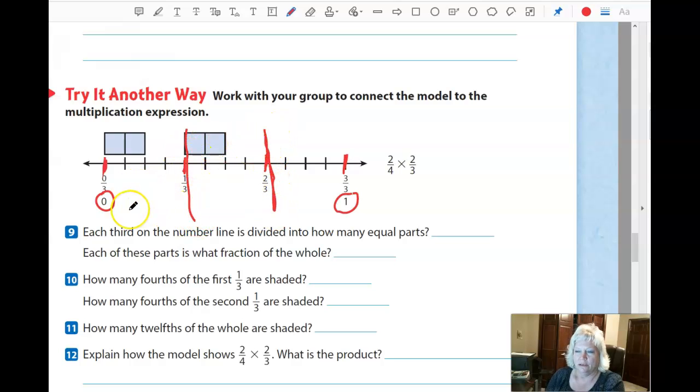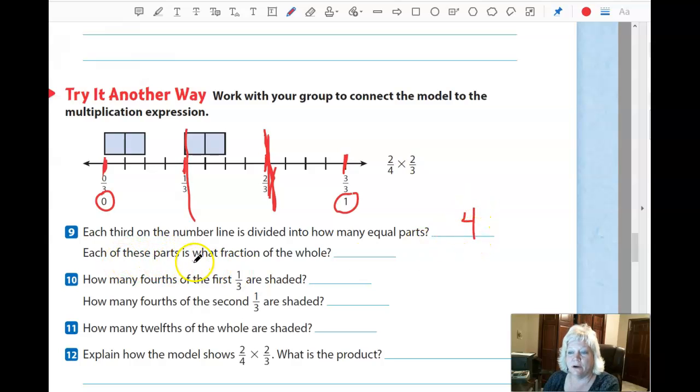Okay, and so it's a big number line, so I want you to make sure that you understand this is just one unit that has been divided into three separate sections. So here's section 1, here's section 2, and here is section 3. It says each third on the number line is divided into how many equal parts? Well, right here's our first third. So how many is it divided into? 1, 2, 3, 4. So put the answer 4.